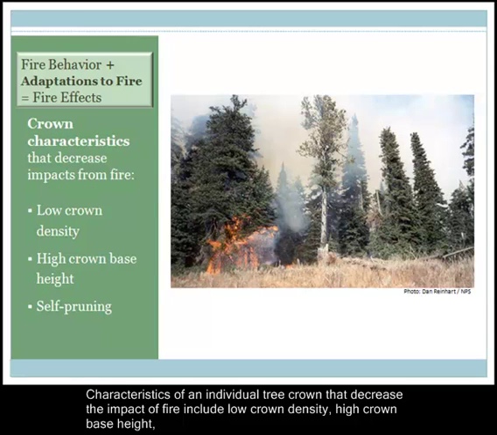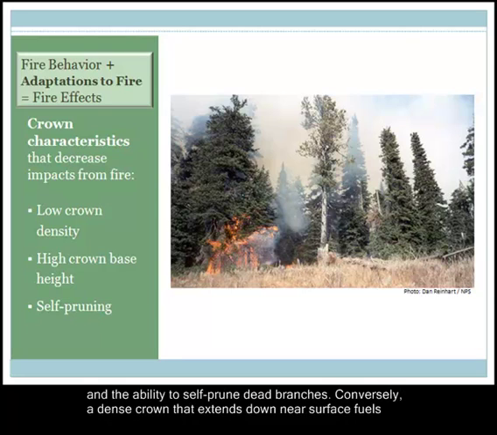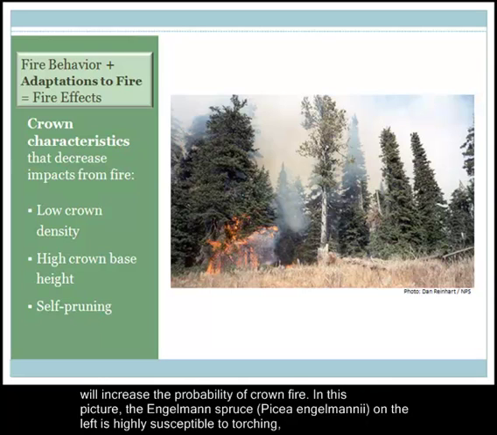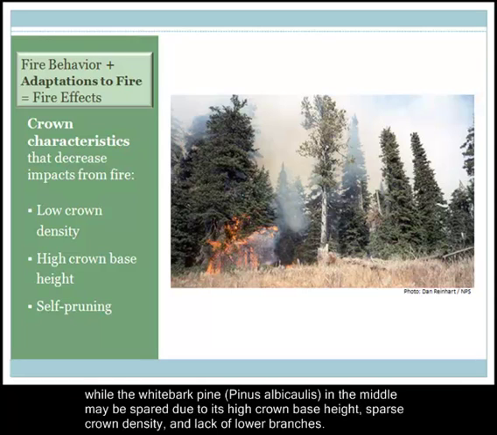Characteristics of individual tree crowns that decrease the impact of fire include low crown density, high crown base height, and the ability to self-prune dead branches. Conversely, a dense crown that extends down near surface fuels will increase the probability of crown fire. In this picture, the Engelmann spruce, on the left, is highly susceptible to torching, while the whitebark pine, in the middle, may be spared due to its high crown base height, sparse crown density, and lack of lower branches.